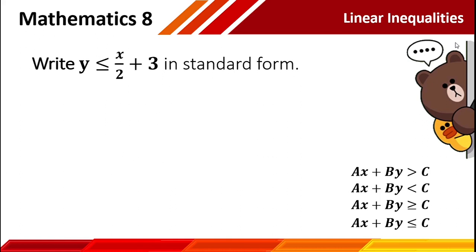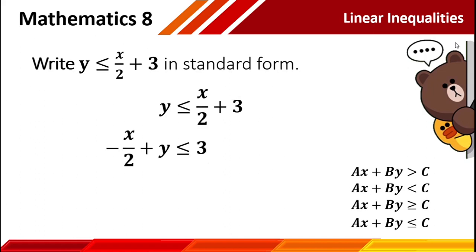Now, let's have our last example. Write y is less than or equal to x over 2 plus 3 in standard form. So let's copy our original inequality, and then same with the others, we will transfer x over 2 on the other side. So we will have negative x over 2 plus y is less than or equal to 3.